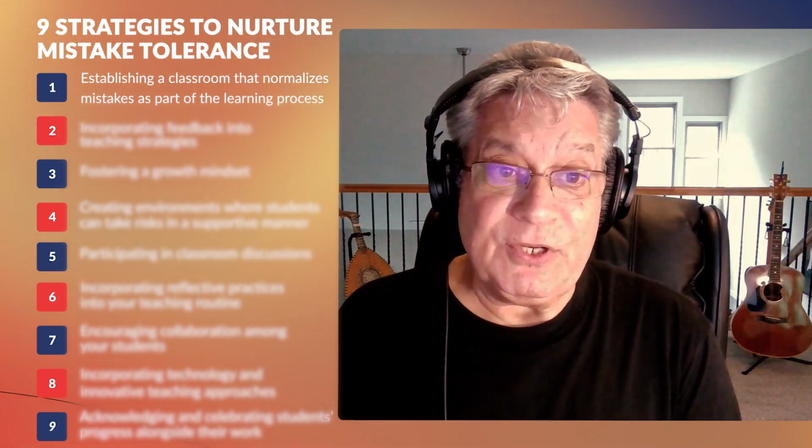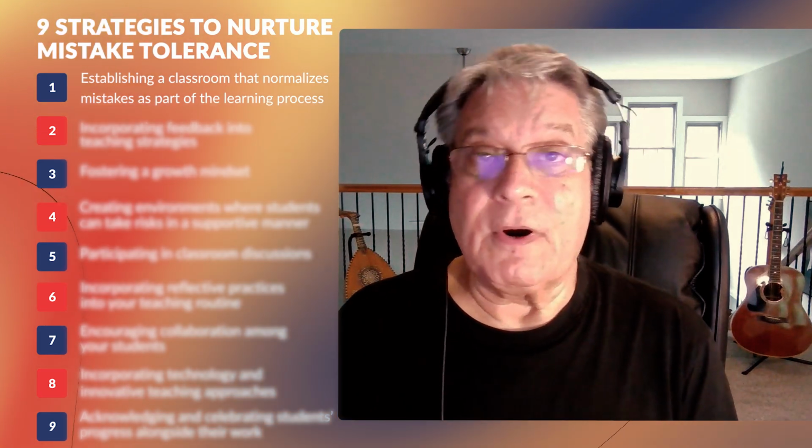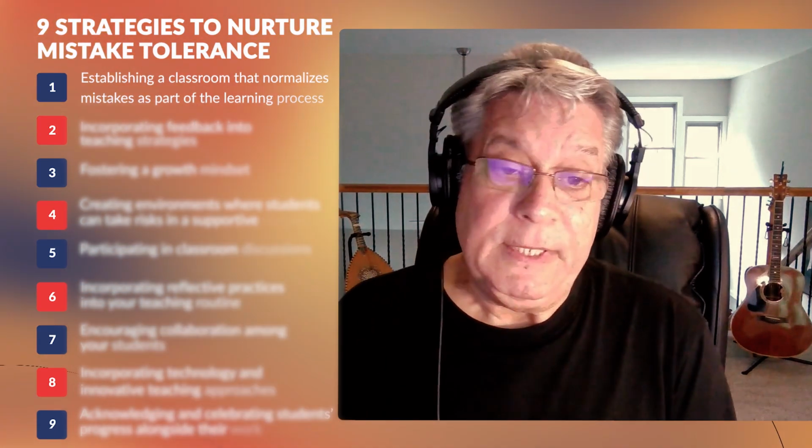Now, as I said earlier, I'm going to be sharing 9 specific strategies as to how we can do this, okay? Now, the first one is establishing a classroom atmosphere that normalizes mistakes as a natural part of the learning process, which is crucial. It all starts with how teachers handle mistakes. By showcasing a reaction to our errors, we communicate to students that nobody is without flaws and that learning is an ongoing journey, right? Sharing stories about times when we've made mistakes and learned from them helps humanize the learning process. And it sets an example.